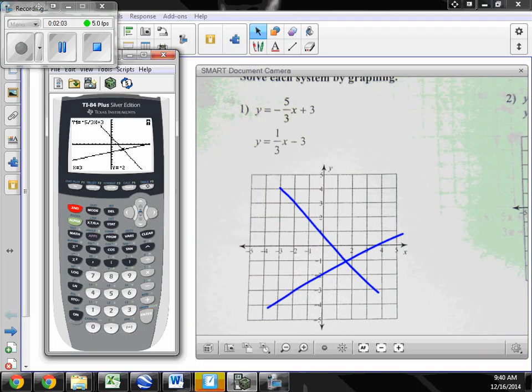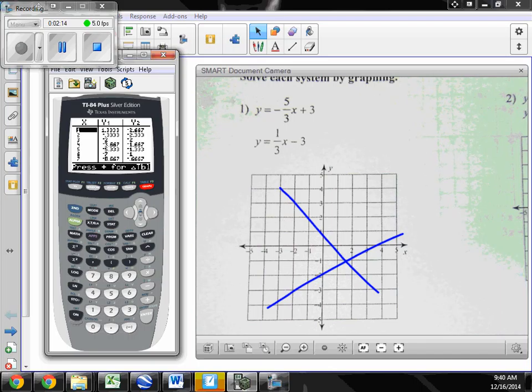You could also go to table, and you can see at table, when x is 3, both y1 and y2 are negative 2. But that only works if the answers are whole numbers, if the x values are whole numbers.